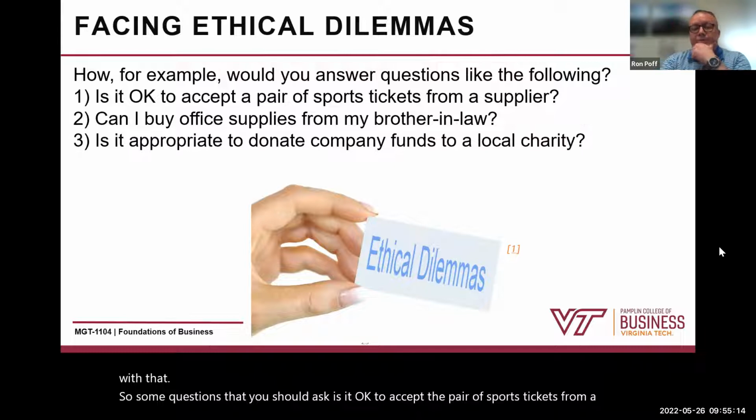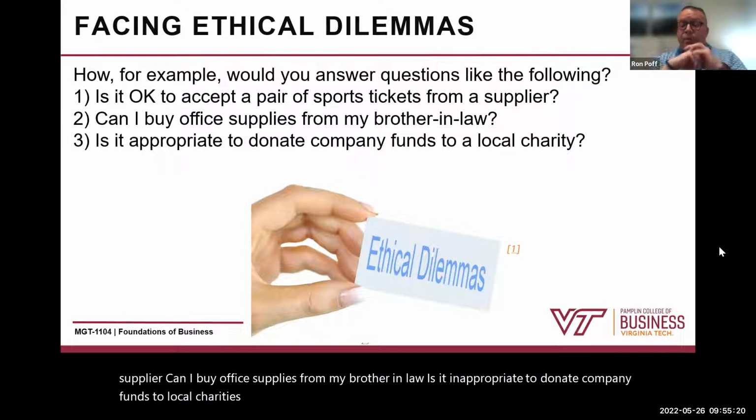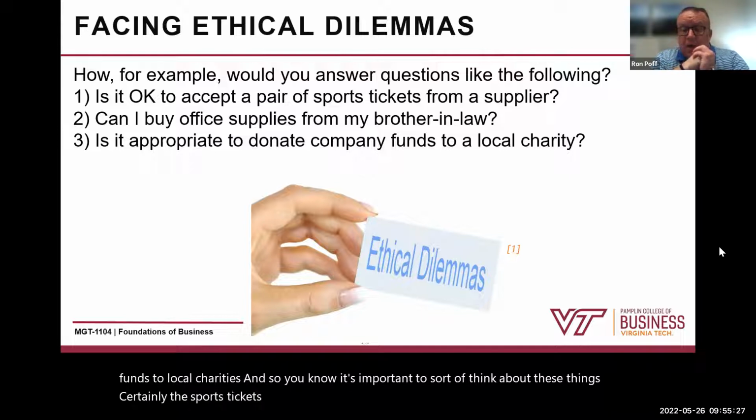Can I buy office supplies from my brother-in-law? Is it inappropriate to donate company funds to local charities? And so, it's important to sort of think about these things. Certainly the sports tickets pieces, arguably the best answer there is no, you should not.